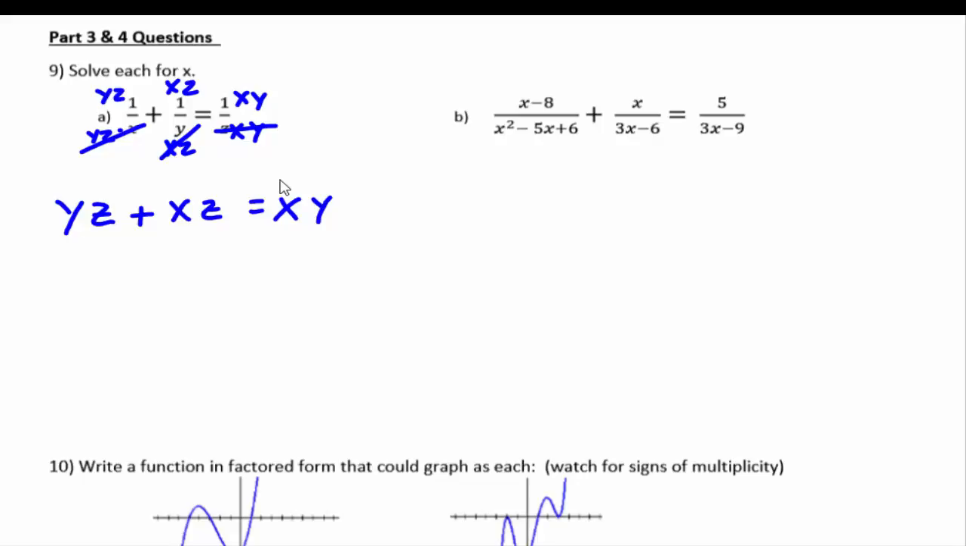Okay, now it looks kind of weird, but think about what you're actually trying to do. You're solving for x. That means you want to get x by itself. Here's x right here, and here's x right here. We need to get those on the same side of the equation. So I'm going to subtract xz.